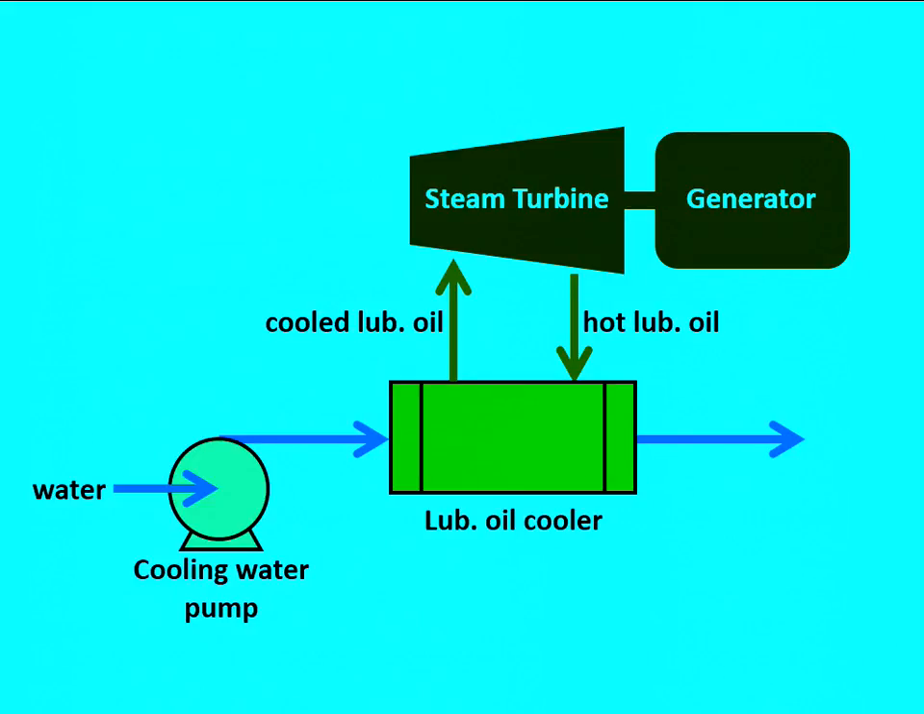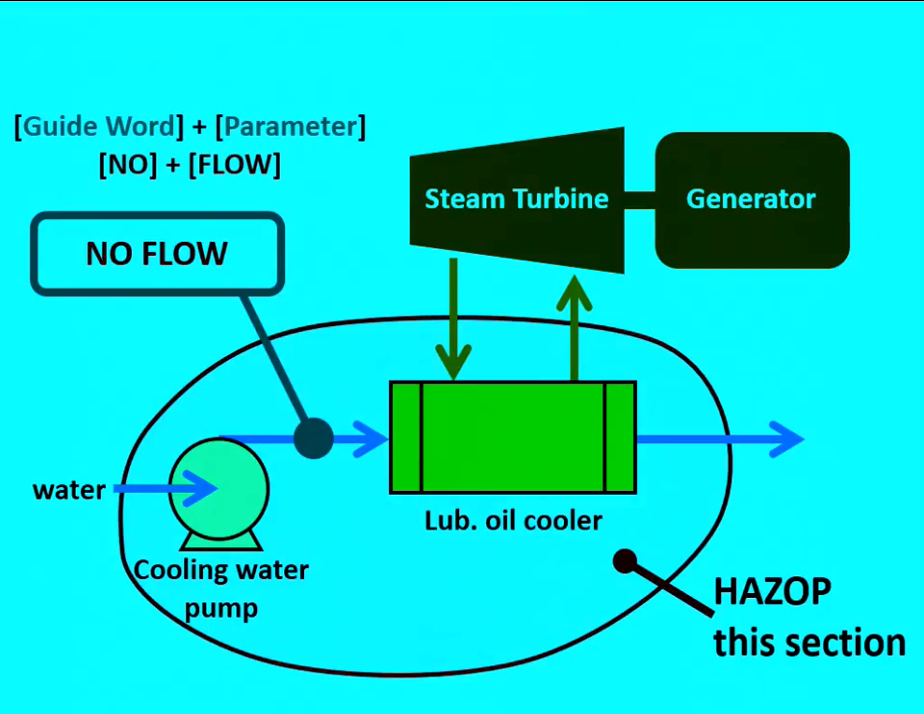Now, under normal operation, this pump's operating and it supplies cooling water through the lube oil cooler, and the steam turbine gets its nice cool supply of lube oil. But when I apply this deviation, I've got no flow there. So the first step is to think of causes. So can anybody think of the cause for no flow?